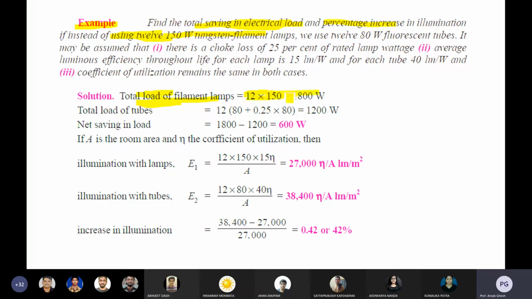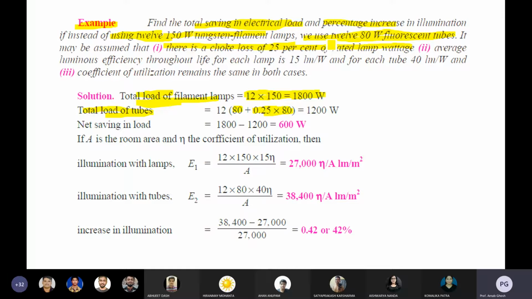We use 12 fluorescent tubes of 80 watt. One is 80 watt, and there are 12 of them, so you can also multiply by 12. Assume there is a choke loss of 25% of the rated lamp wattage. So the total load of the tube is 80 watt plus the wastage due to choke loss, that is 0.25 into 80.